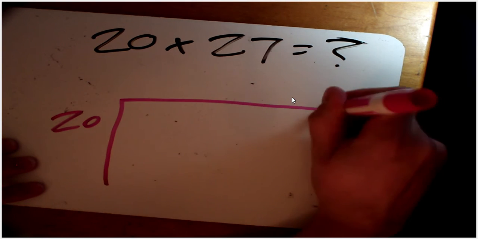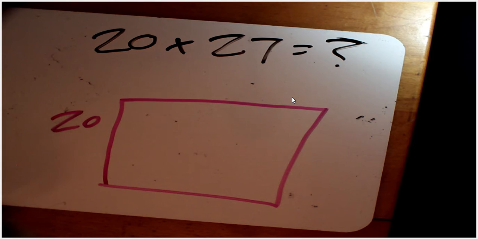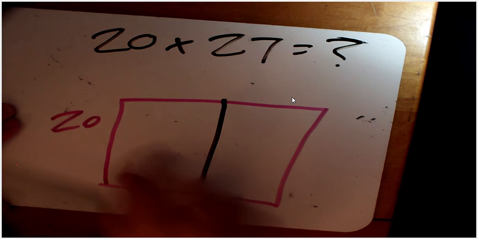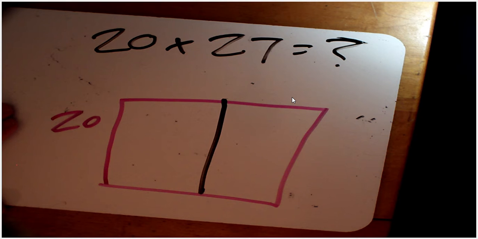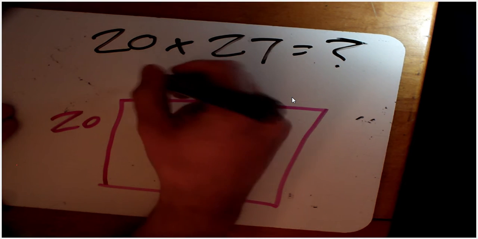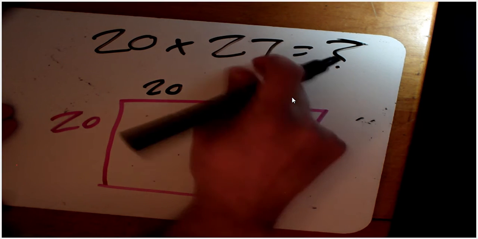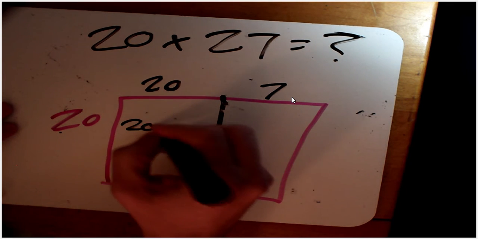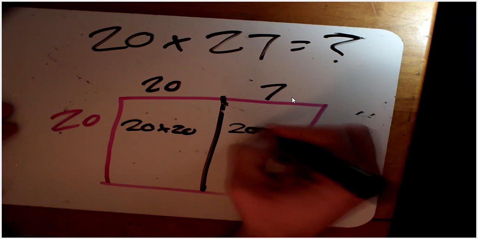They don't have to be big squares. I do it big for effect. Now let's think about the 27 here. We know that it has two place values, so we would have two chunks of my square. And then this 2 is not a 2, but it's two tens, which is 20, and 7 ones. So my problems would be 20 times 20 and 20 times 7.